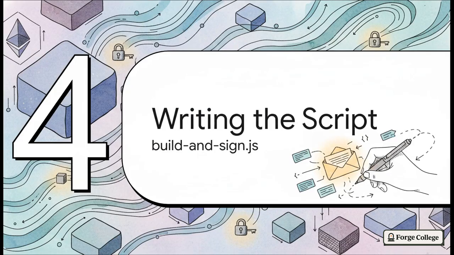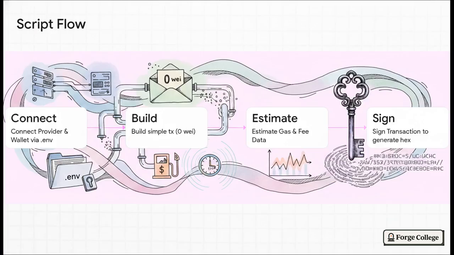All right, Section 4, Writing the Script. Let's assemble build-and-sign.js. This is the absolute core artifact of our explainer today. This is the program that takes our parameters, constructs a valid transaction envelope, and programmatically signs it.